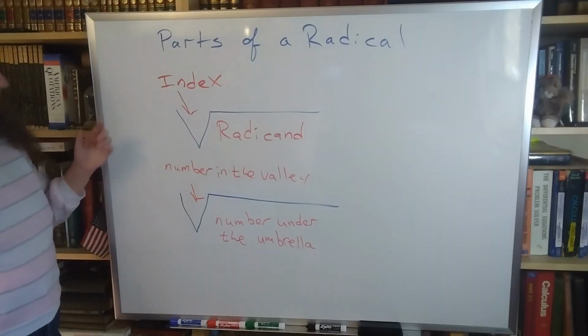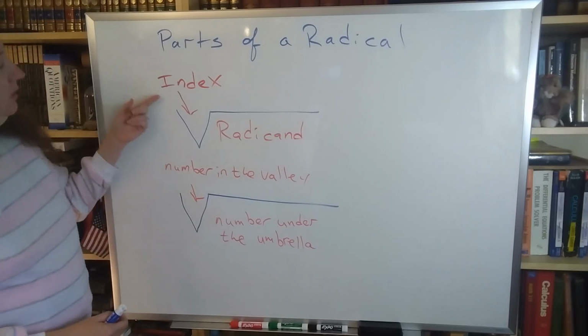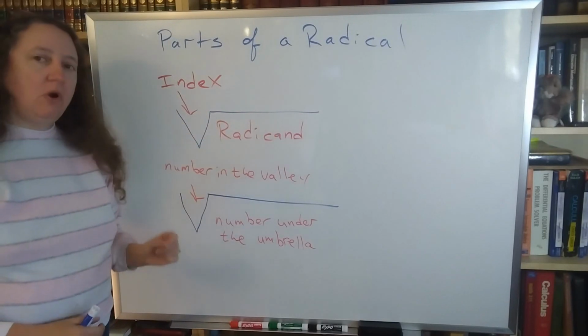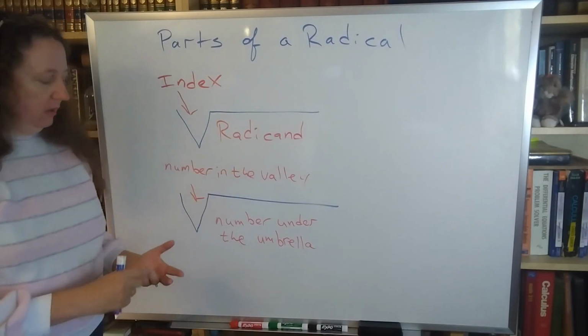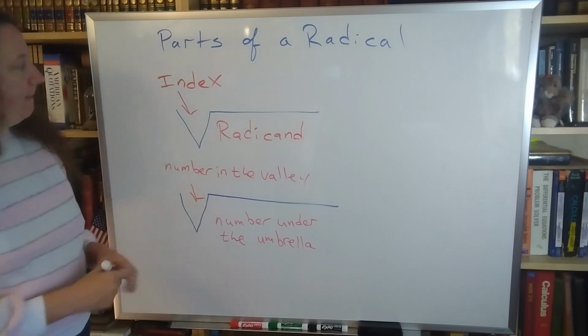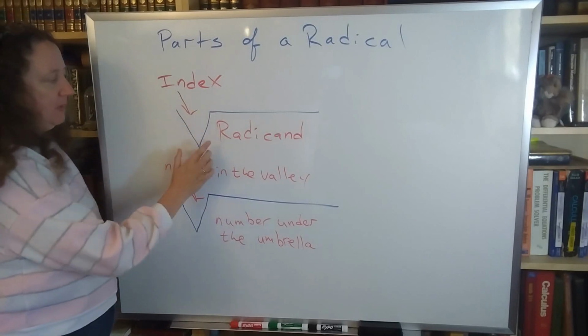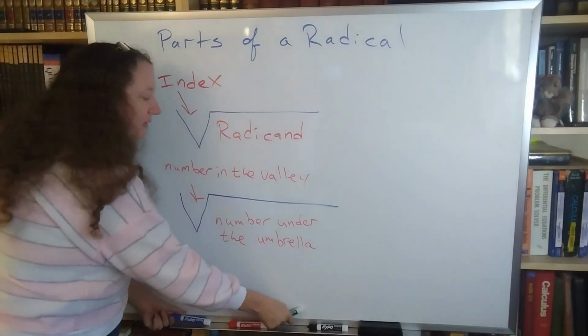Parts of a radical. And what do they mean? So you have your square root symbol, which isn't always going to be for a square root. Sometimes it's going to be a cube root. Sometimes it's a fourth root, fifth root, sixth root, whatever it may be. But you're going to have the check mark type part. And that number in there will be called your index.